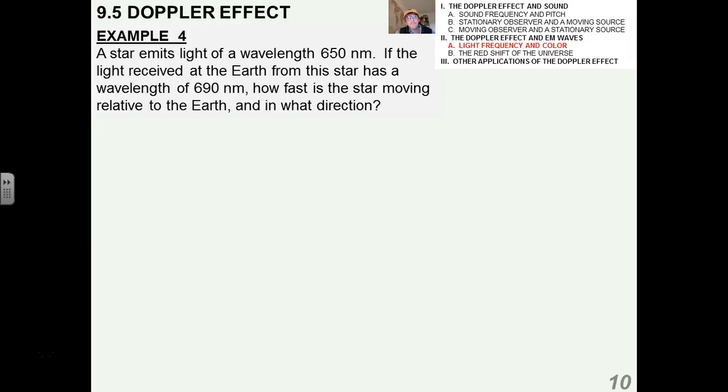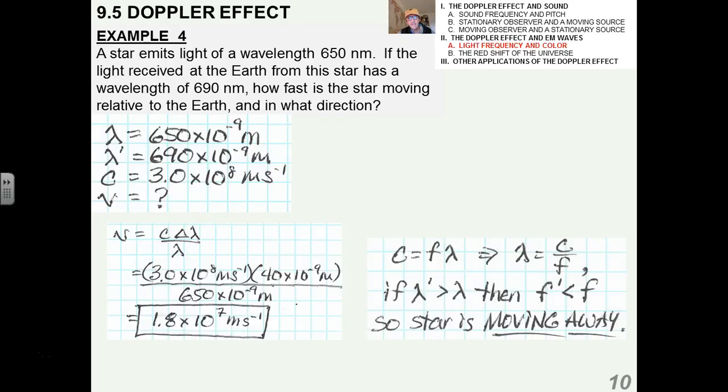Let's try this example. The star emits light of wavelength 650 nanometers, but the light received at the Earth has a wavelength of 690 nanometers. How fast is the star moving relative to the Earth, and in what direction? Well, clearly, because the wavelength is going up, the frequency is going down. So in that case, wouldn't the star be moving away? Okay, and I've actually used the 5-step problem solving method to solve this problem. I got that the star is moving 1.8 times 10 to the 7 meters per second, okay? And it has to be moving away again, right? Because the wavelength is actually greater, which means the frequency is less, okay?